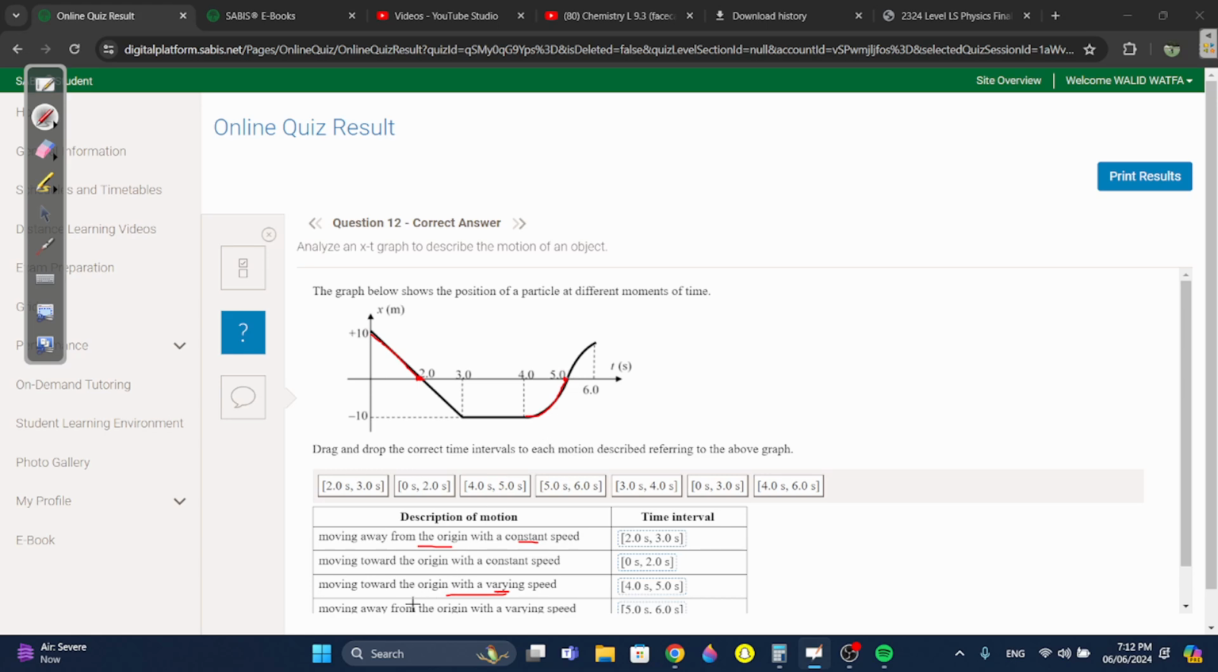Here. Moving away with a varying speed. Now, again, at the origin, where am I moving with the varying speed? So where is it curving away after the origin? Here, from 5 to 6. The previous one was 4 to 5. I didn't see it for some reason.